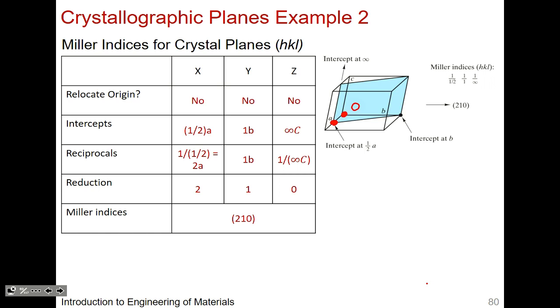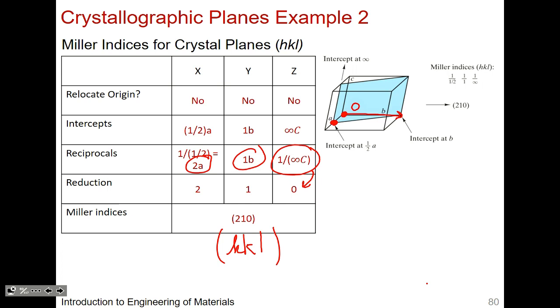Okay, so along the y axis, you move 1b, and then it doesn't intersect c again, so we write it as infinity to express that it does not intersect c, the z-axis. And the reciprocals of that would be 1 over 1/2 is 2, so that's how we get 2a. 1 over 1 is 1, so 1 of b, and then 1 over infinity, we write it as that, which then, when you reduce everything, comes down to 2, 1, 0, and so we call this the HKL, the 2, 1, 0 plane. That's how you would say it.